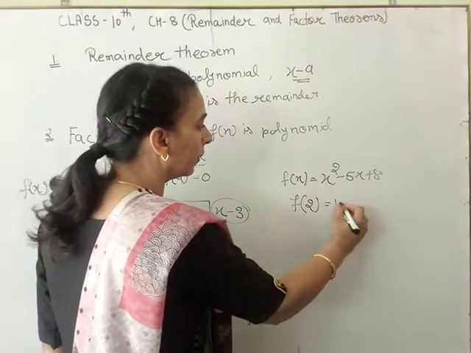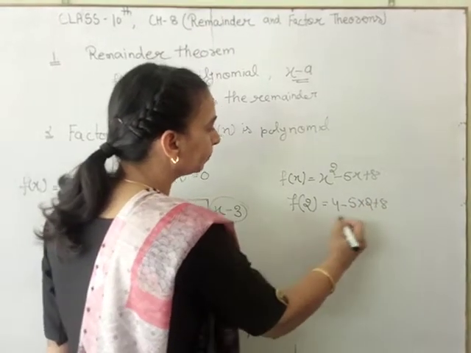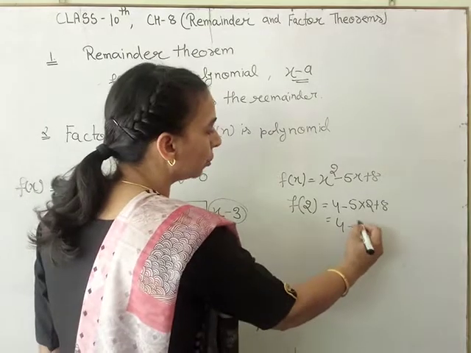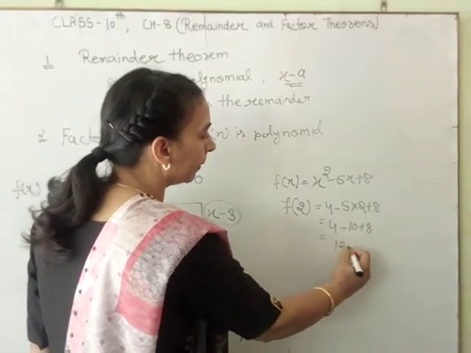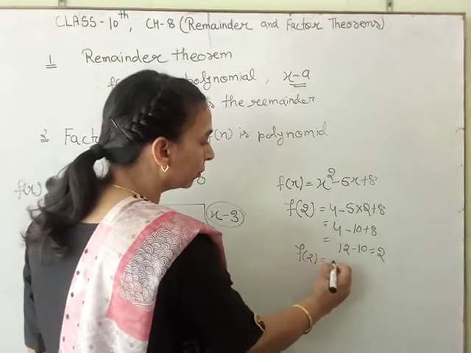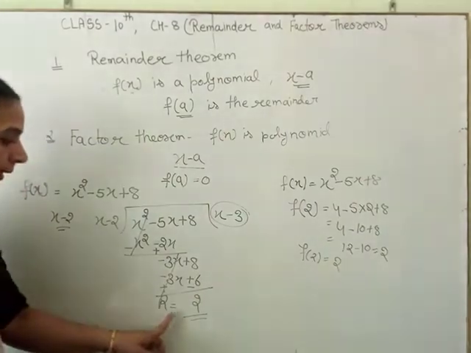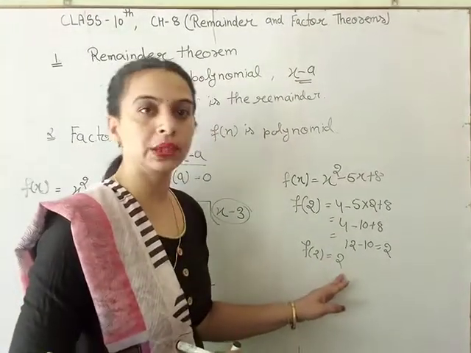Then 2 square is 4, minus 5 into 2 is 10, plus 8. 4 minus 10 plus 8, 4 plus 8 is 12, 12 minus 10 equals 2. F of 2 is equal to 2. Same as before, this is the remainder and the remainder is equal to 2.